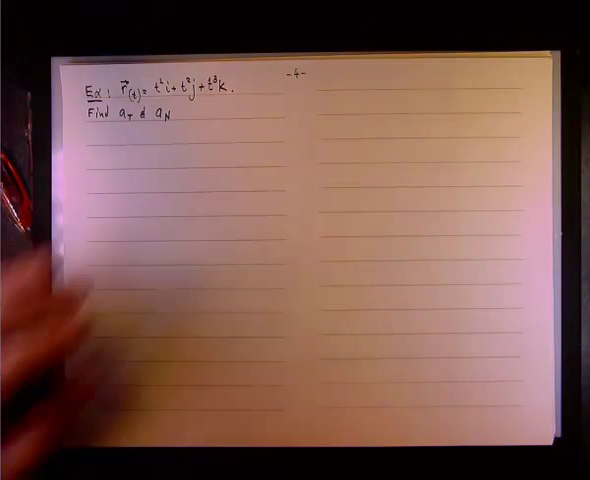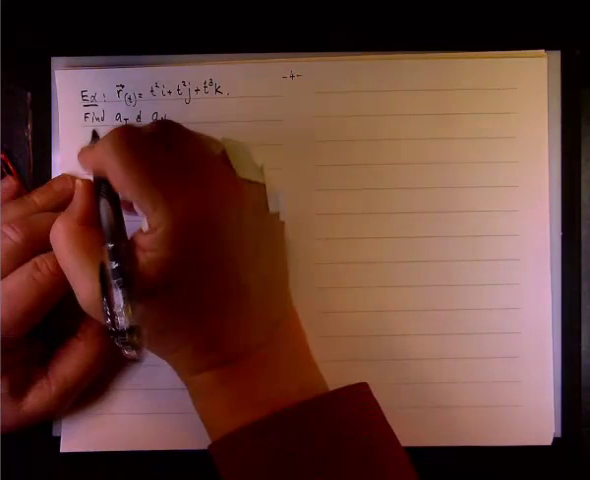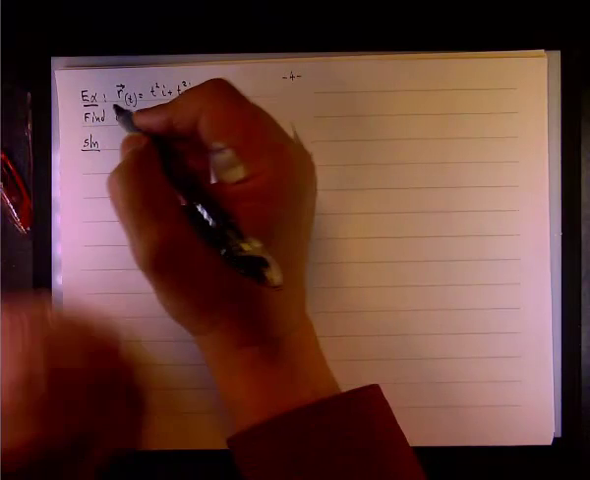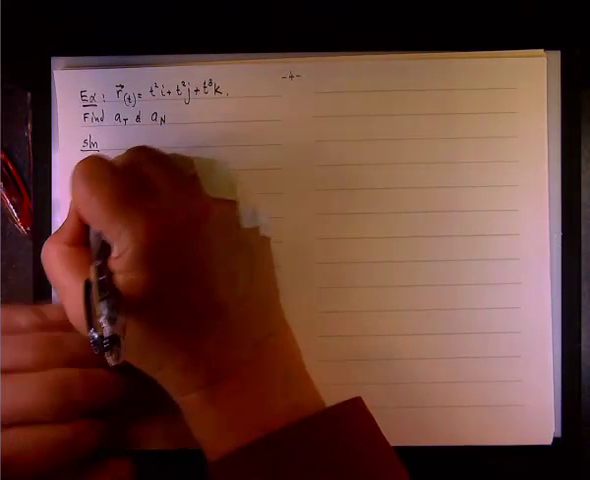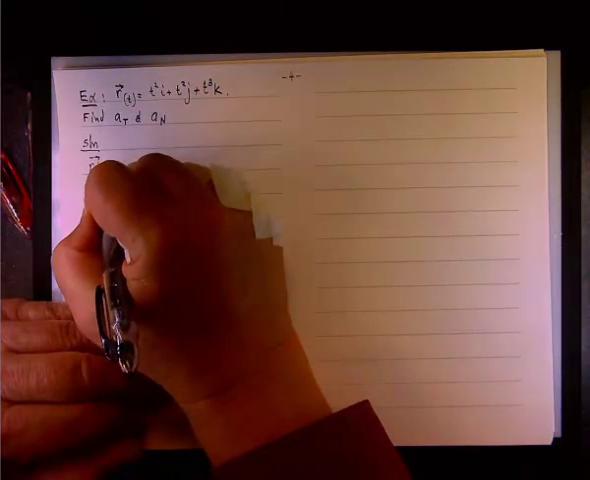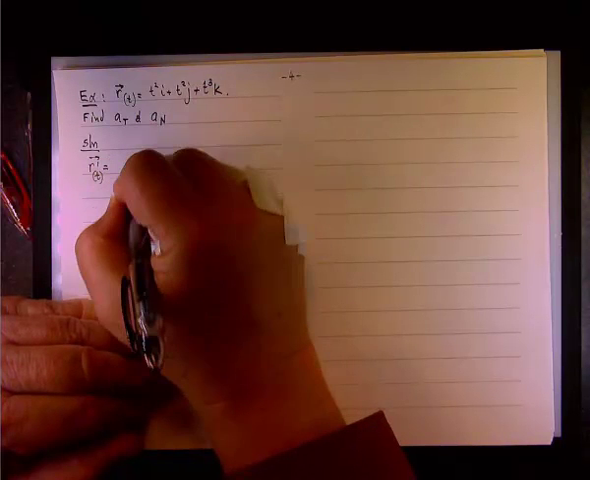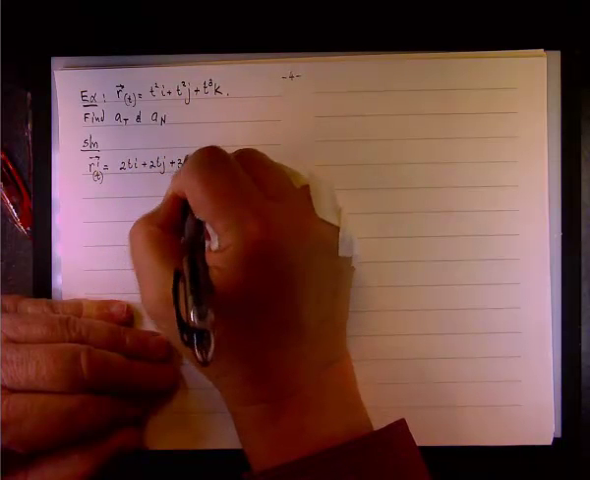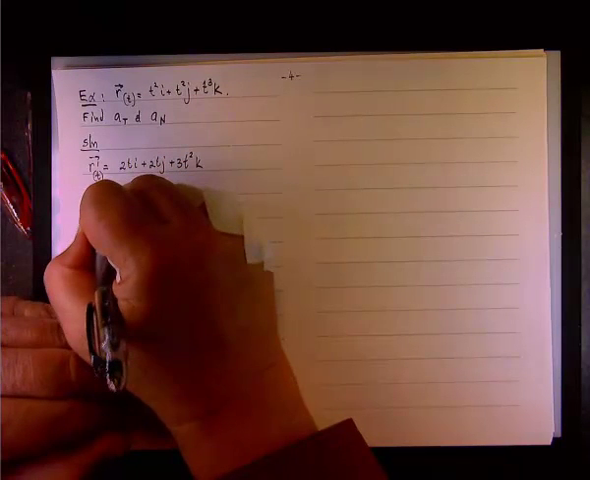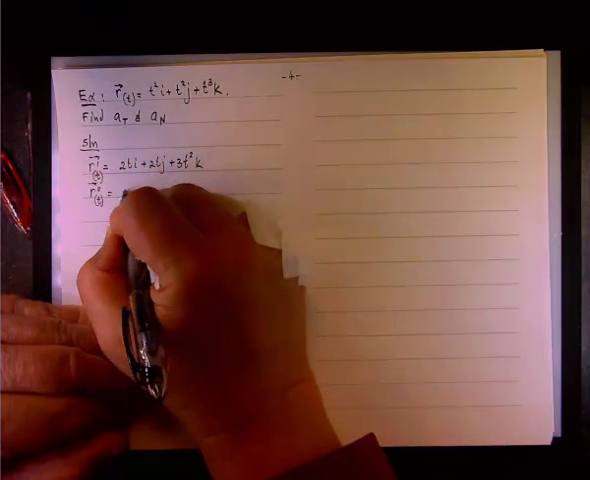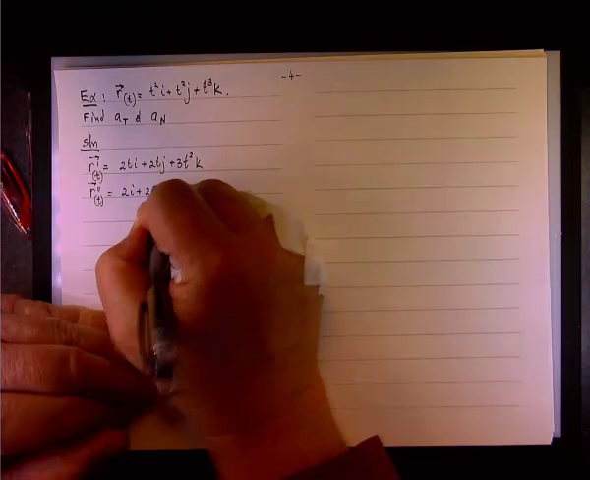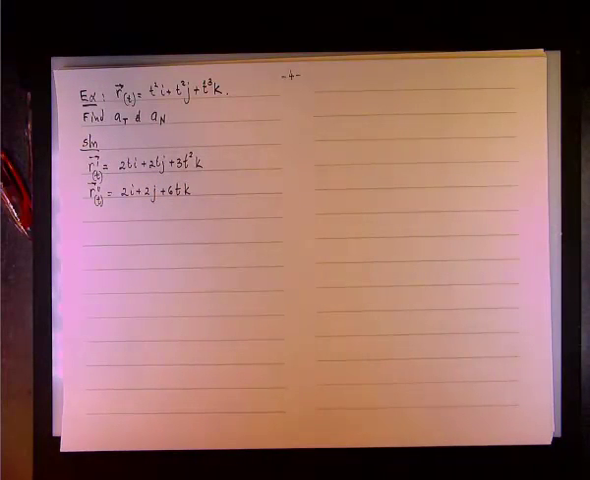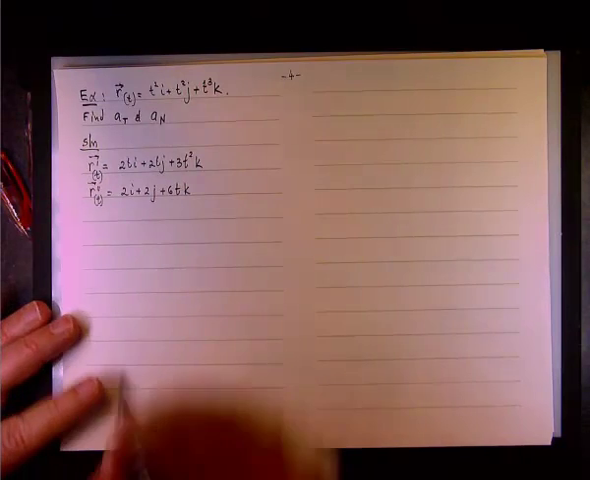All right, so we have this vector, fairly simple vector, and we need to find the components of the acceleration. So let's look first at the first derivative in terms of t, and it will be 2t i plus 2t j plus 3t squared k. The second derivative will be 2i plus 2j plus 6t k, right? I think that's what we need to do both.